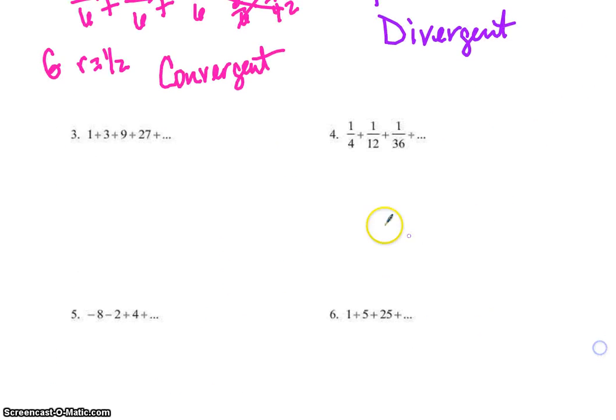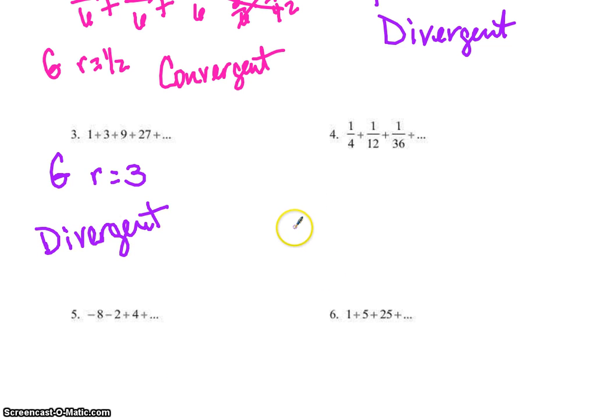Going to number 3, 1 plus 2 is 3, 3 plus 2 is not 9. 1 times 3 is 3, 3 times 3 is 9, 9 times 3, so it is geometric, and your R is equal to 3. If you go back up and look at the top, if R is greater than 1, there is no limit, therefore it is divergent.